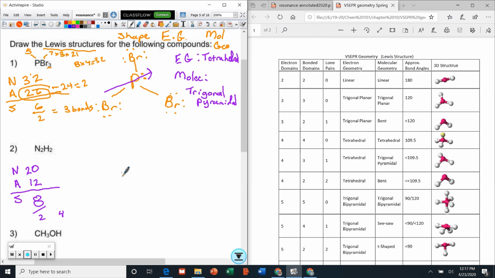Now, how do I know which one to put in the middle? Well, I know that each hydrogen can only make 1 bond. So that means the hydrogens have to be on the outside, and nitrogens can make up to 3 bonds each. Actually, you can make up to 4 bonds each, just depending on how it does. All right, so I have a hydrogen over here. Let me draw that right.